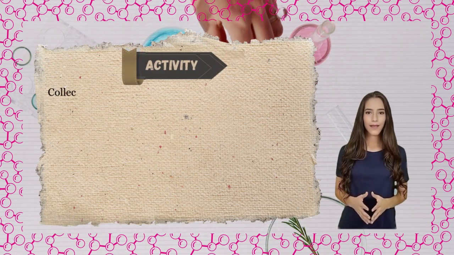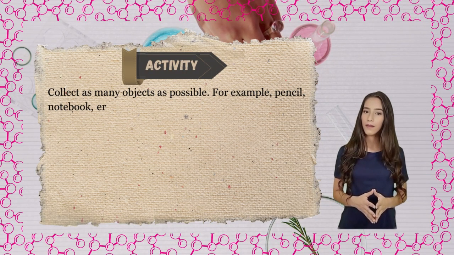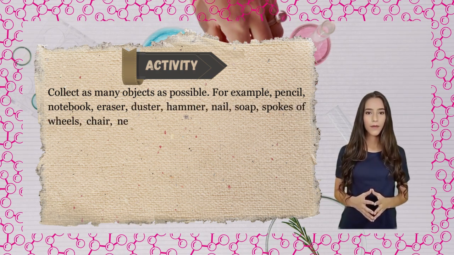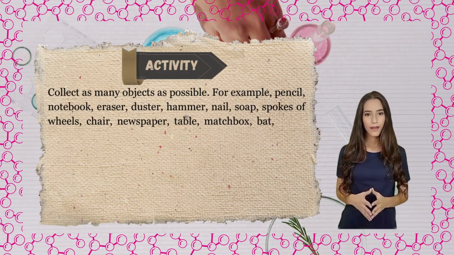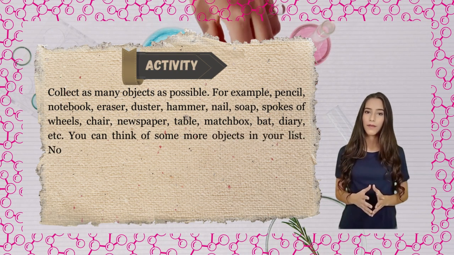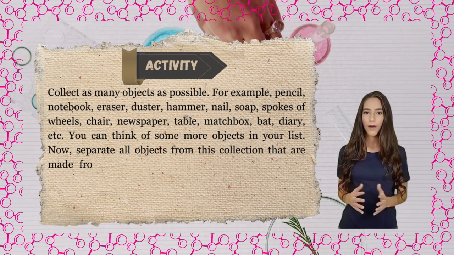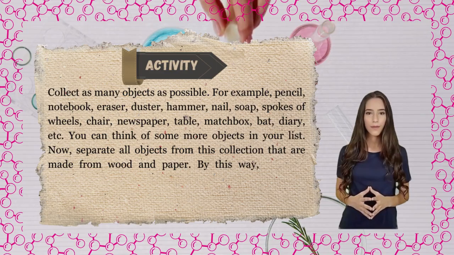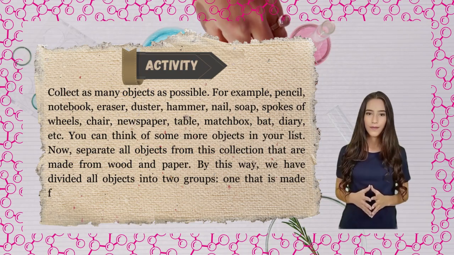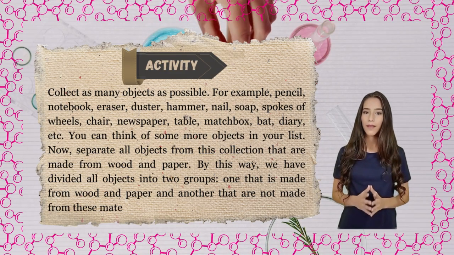Activity. Collect as many objects as possible. For example, pencil, notebook, eraser, duster, hammer, nail, soap, spokes of wheels, chair, newspaper, table, matchbox, bat, diary, etc. You can think of some more objects in your list. Now, separate all objects from this collection that are made from wood and paper. By this way, we have divided all objects into two groups, one that is made from wood and paper and another that are not made from these materials.